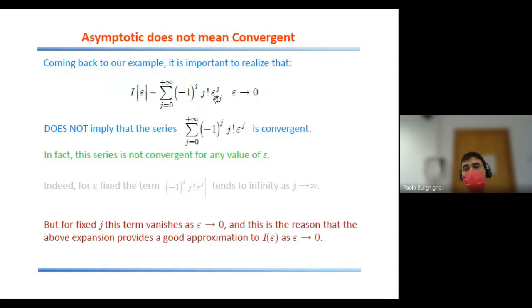Now this series is manifestly not convergent. That's because if you consider any value of epsilon, then the factorial makes the individual terms divergent at infinity in absolute value when j goes to infinity. So in no way is this series a convergent series. However, if instead of fixing epsilon, you fix j, so you consider a finite number of terms in this series, and you consider the limit in which epsilon goes to 0, then this may provide you with a good, accurate representation of the function on the left-hand side. And this is actually the way we use this kind of asymptotic series. That is, we use them in the limit when, in this case, the parameter epsilon goes to 0.